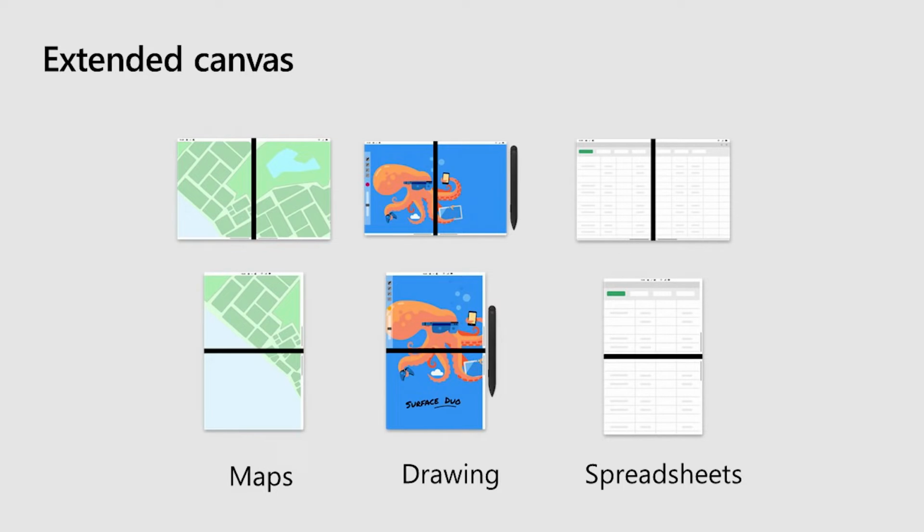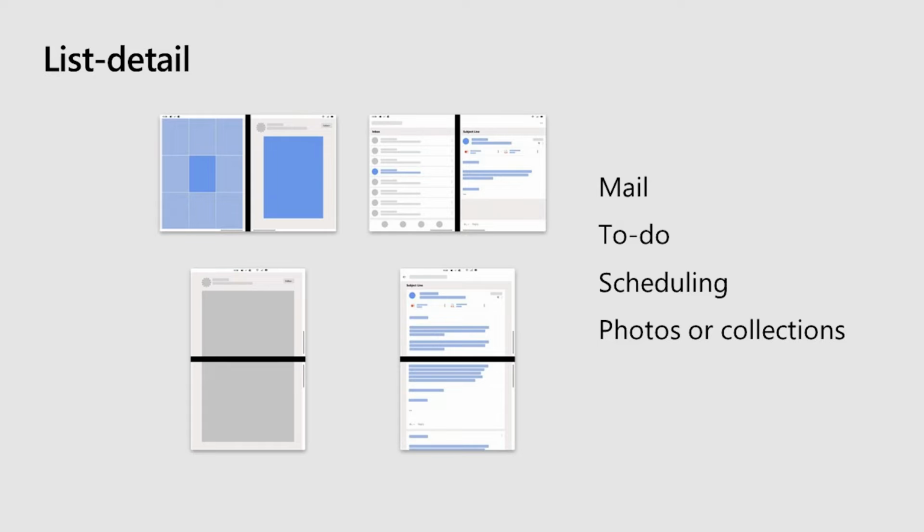Extended canvas is one big layout spanned across both screens. Use this pattern to get more screen real estate and present more content to your users. This can be great for showing images, maps, zooming in and out of large canvases, and great for drawing or viewing spreadsheets. List detail can be great for fast email browsing, showing search results, or other specific details on the other screen.